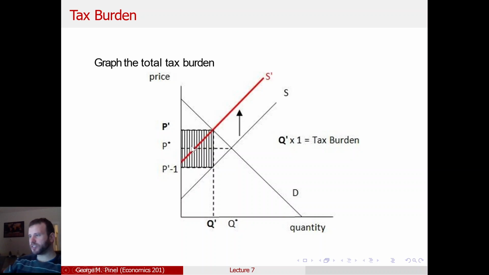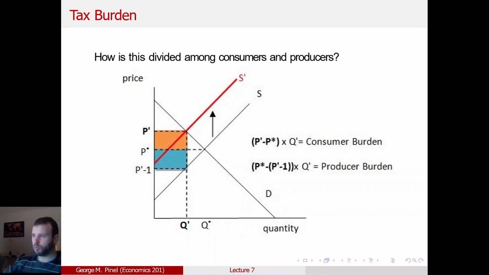Of this tax revenue, this much used to be consumer surplus. So this top portion of the tax revenue is the consumer tax burden. And likewise, this portion here used to be producer surplus, but now only the bottom half of tax revenue is producer tax burden. So what remains in consumer surplus? This triangle between the price that consumers face and the demand curve. Remember, consumer surplus is the difference between the demand curve and the price paid, so willingness to pay minus price paid.